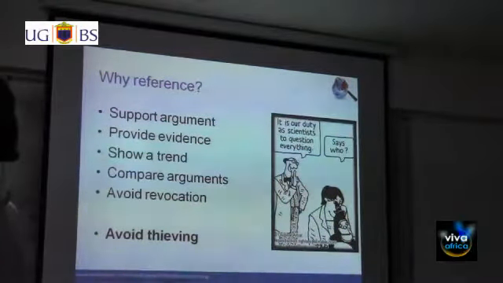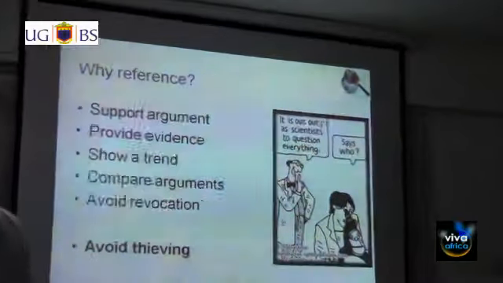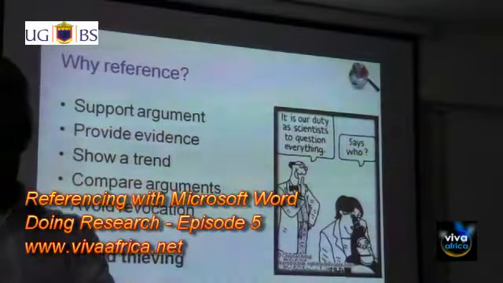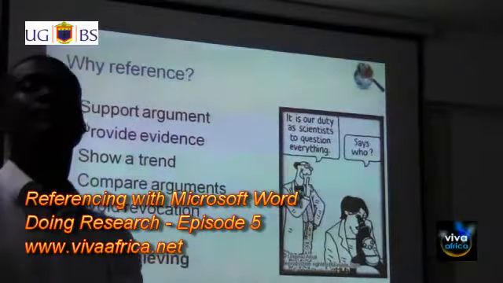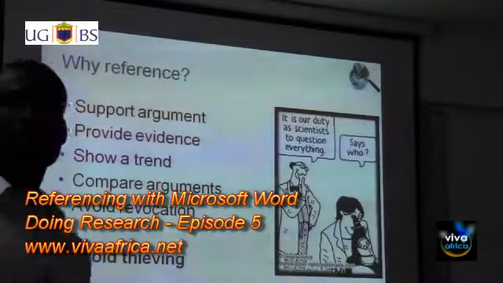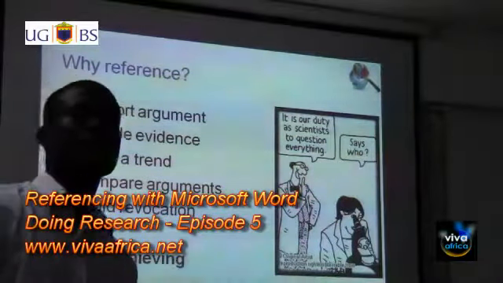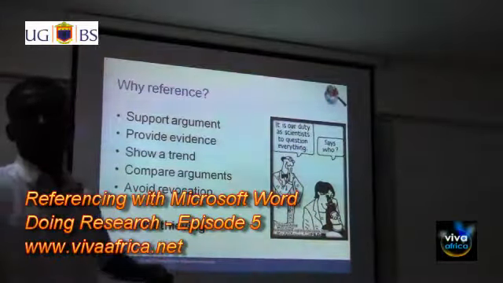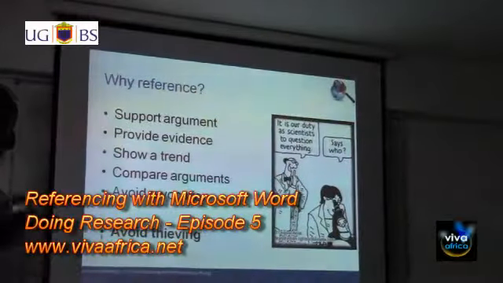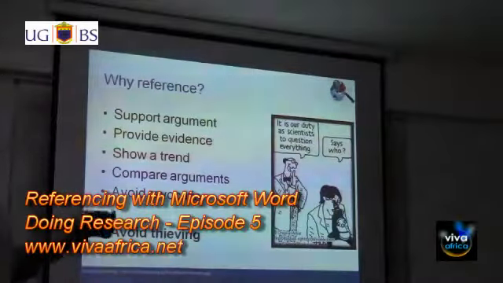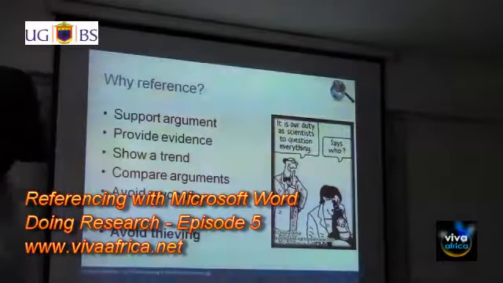Why do you need to do referencing? One reason is to support an argument. Let's say you want to say that inflation has been steadily rising over the past 3 years. You want to use that to support an argument you're making that for the past 3 years, economic conditions haven't been very good. You need to cite, because you are not an authority. You may not have done any study to prove that. So you have to show where you are getting that from. It's also to provide evidence that what you are saying is the truth.